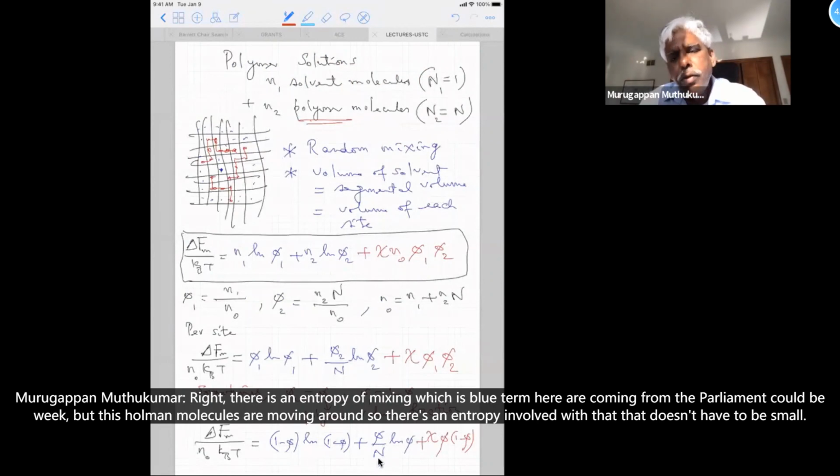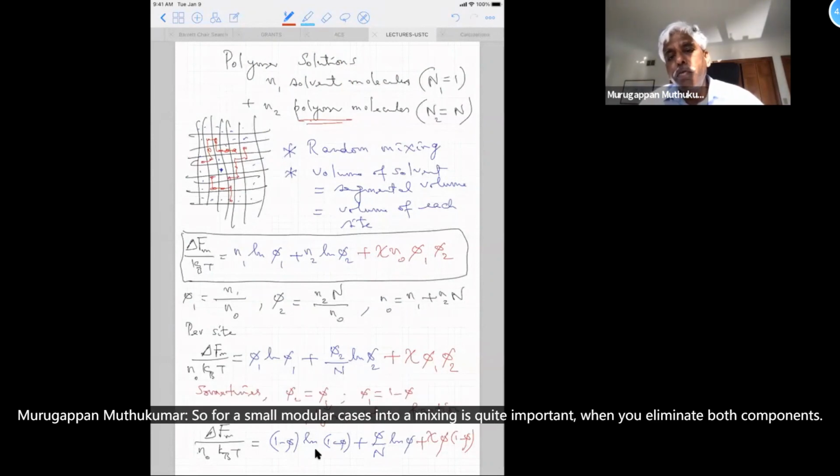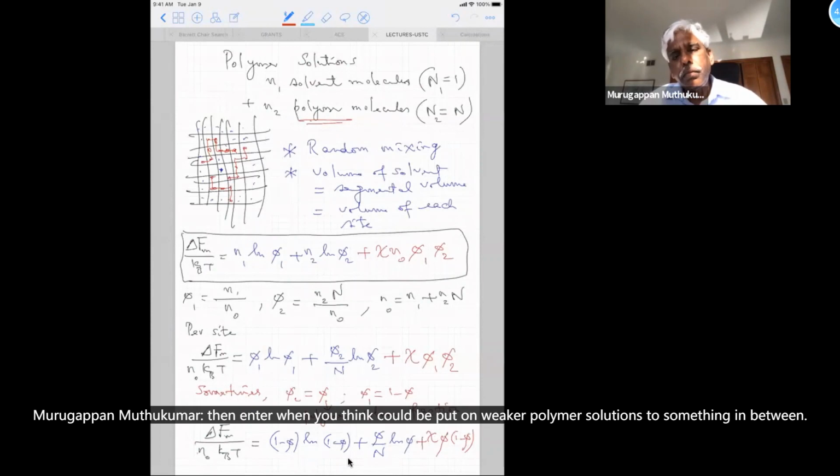Coming from the polymer could be weak, but the solvent molecules are moving around, so there's an entropy involved with that. And that doesn't have to be small. For small molecular cases, entropy of mixing is quite important. When you polymerize both components, then entropy of mixing could become weaker. For polymer solutions, it's something in between.